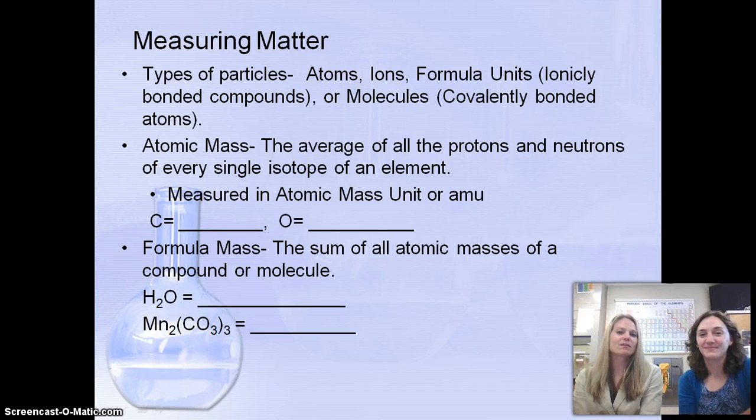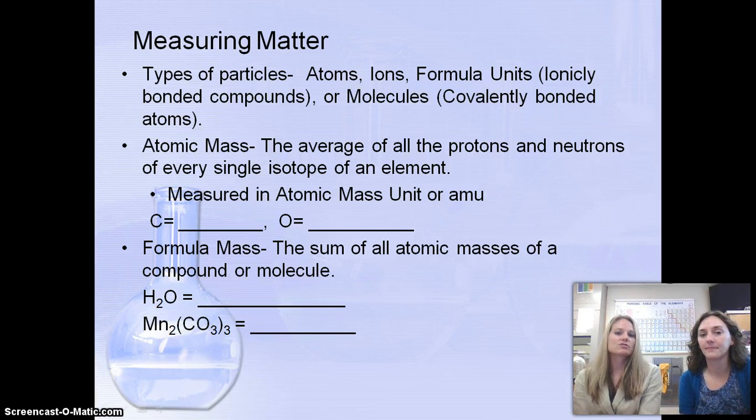What are the types of particles? We need to discuss these four major types. You should already know all of them. We've got atoms that are coming off your periodic table, ions that have a charged particle, either positive or negative. You've got formula units. This might be a new term, but it's just another name for ionically bonded compounds. So instead of compounds, you're going to hear formula units. And then our fourth type is molecule, which are covalently bonded.